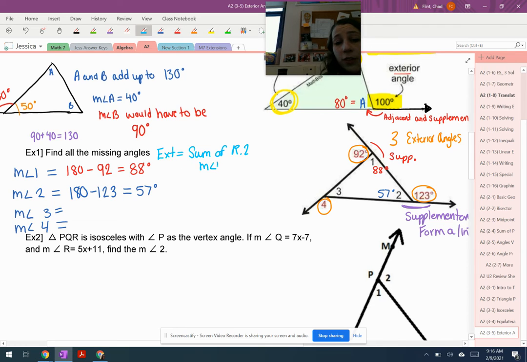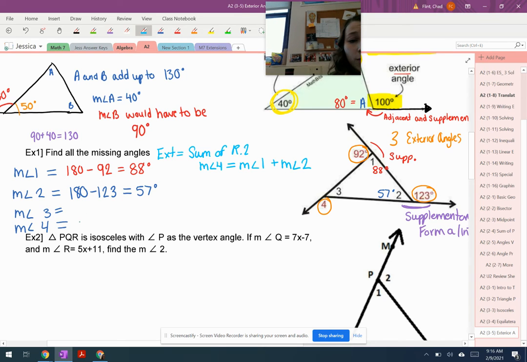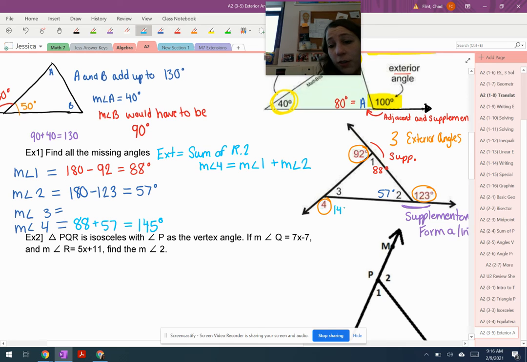So the measure of angle 4 is equal to the measure of angle 1 plus the measure of angle 2. And this is for angle 4. So angle 4 is equal to 88 plus 57, which is going to give me 145. So the measure of angle 4 is 145 degrees.